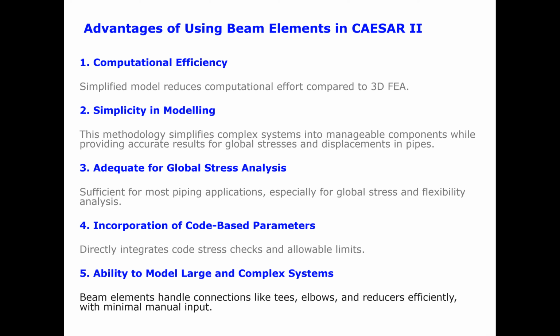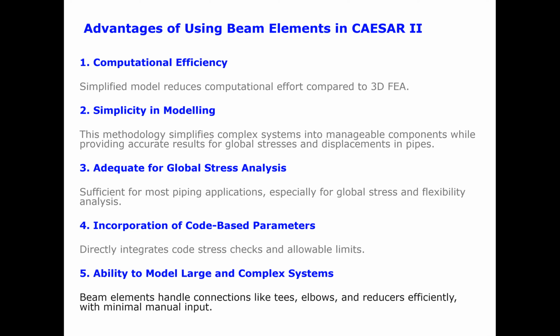It reduces the complexity, as beam elements simplify the mathematical representation of a 3D structure into 1D, requiring fewer degrees of freedom compared to 2D or 3D finite elements. Secondly, faster analysis. Since fewer nodes and elements are needed, the computational time and resources required for analysis are significantly reduced. So the first benefit is a simplified model, which reduces the computational effort compared to 3D FEA analysis.